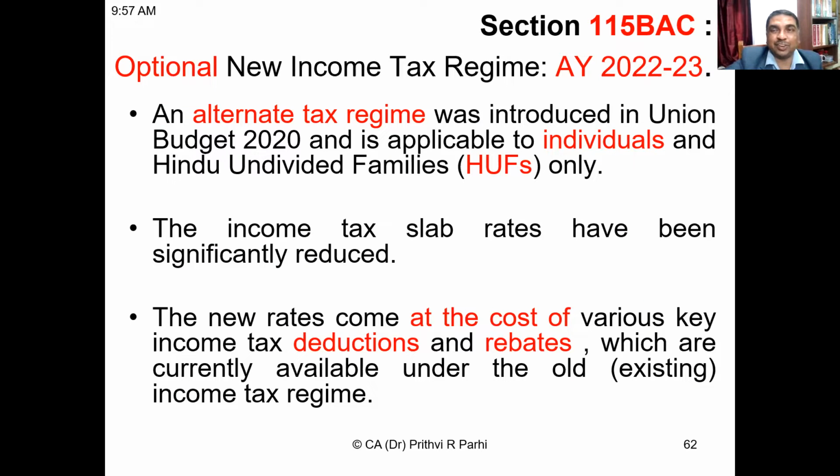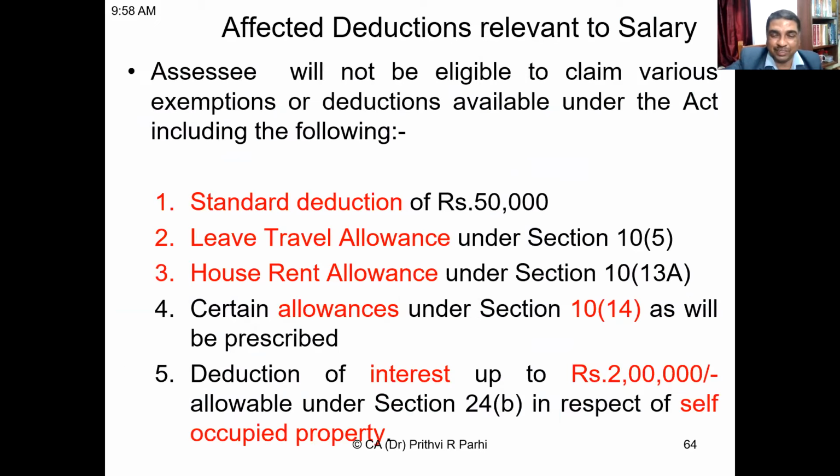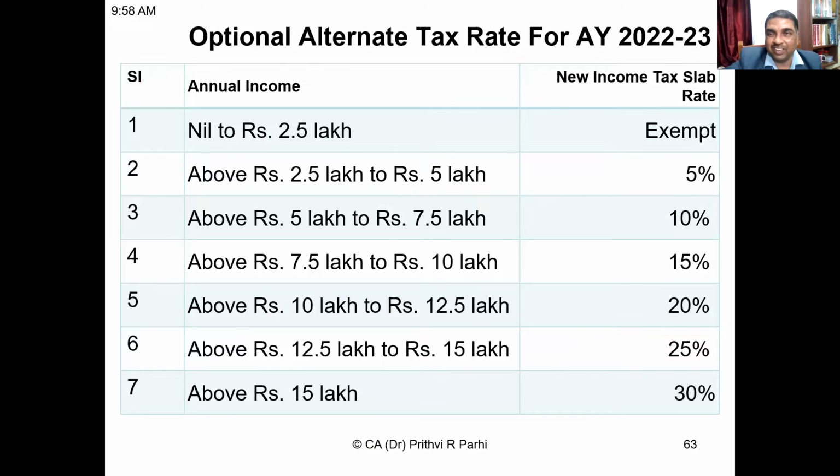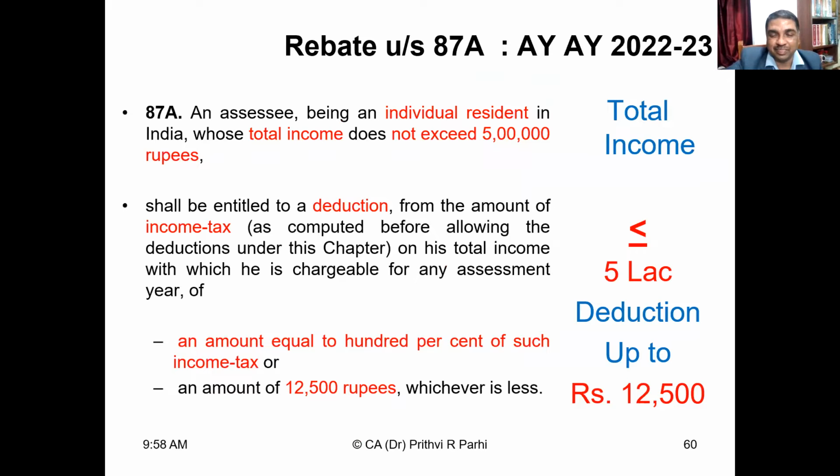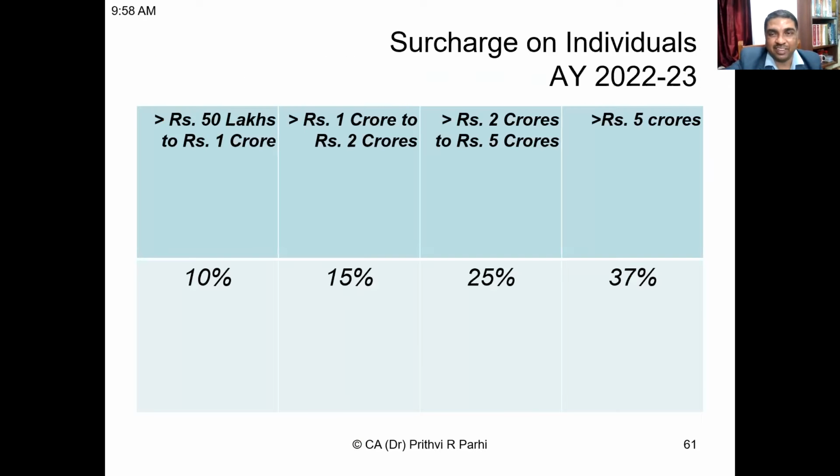This is the tax on tax. First compute income tax. On that, again, you have to compute surcharge. Then on that total amount, the tax plus surcharge, what else do you have to compute? Cess, the health and education cess. What is the rate? 4%. Very good.